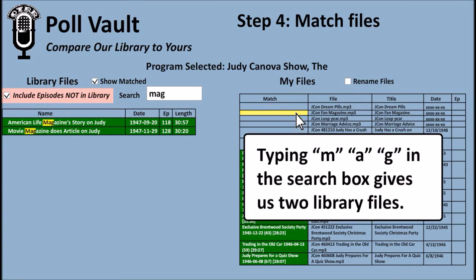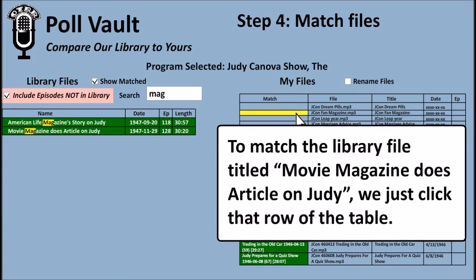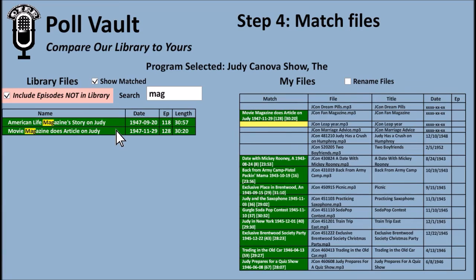Typing MAG in the search box gives us 2 library files. To match the library file titled Movie Magazine Does Article on Judy, we just click that row of the table. The library match is now shown in the right table and the selector moves down to the next open slot.